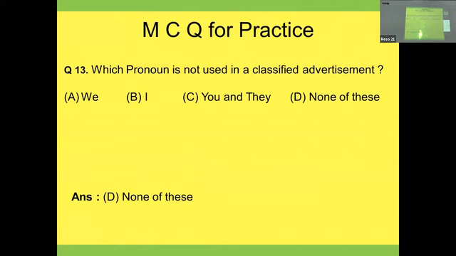So I'll change this sentence. I'll change this question. Which pronoun is used in the classified ad? I think this should be the correct one. Yes, a wrong framing. Yes, thank you, the one who highlighted the thing. Which pronoun is used in a classified ad? None of these will be the answer. Yes, two mistakes were there.